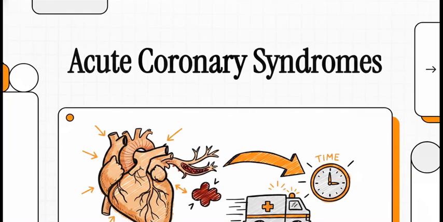Picture this. You're in the high-stakes, chaotic environment of an emergency room. The double doors just burst open. A patient is rushed in, gripping their chest, sweating profusely, totally struggling to breathe. In this exact moment, every single second counts.